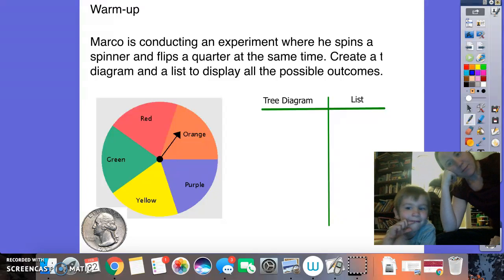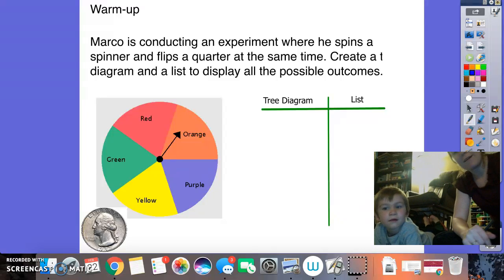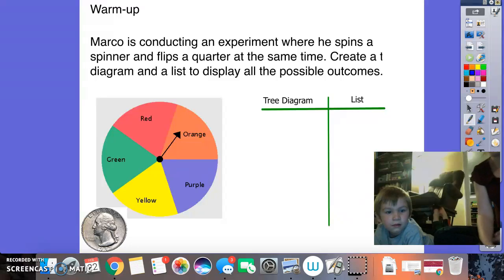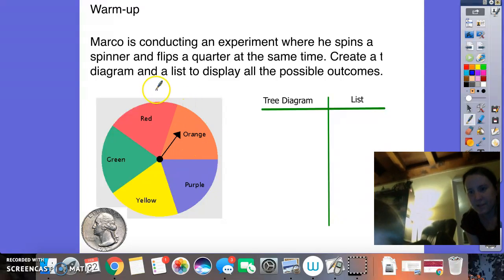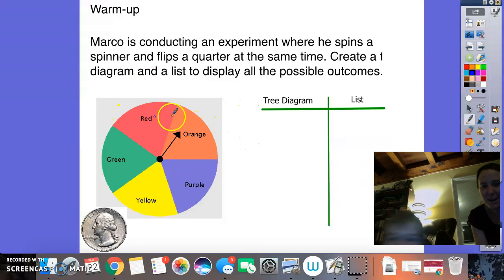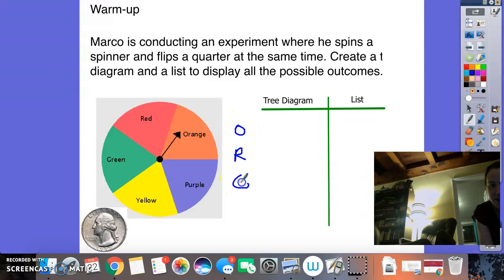Okay, so in class we talked about drawing tree diagrams to show different outcomes of compound events, which is more than one event happening. And in this case, we're talking about spinning the spinner and flipping a coin. If I want to draw a tree diagram that shows all of the possible combinations of those two things, I could start with the spinner. So I could get orange, red, green, yellow, or purple.